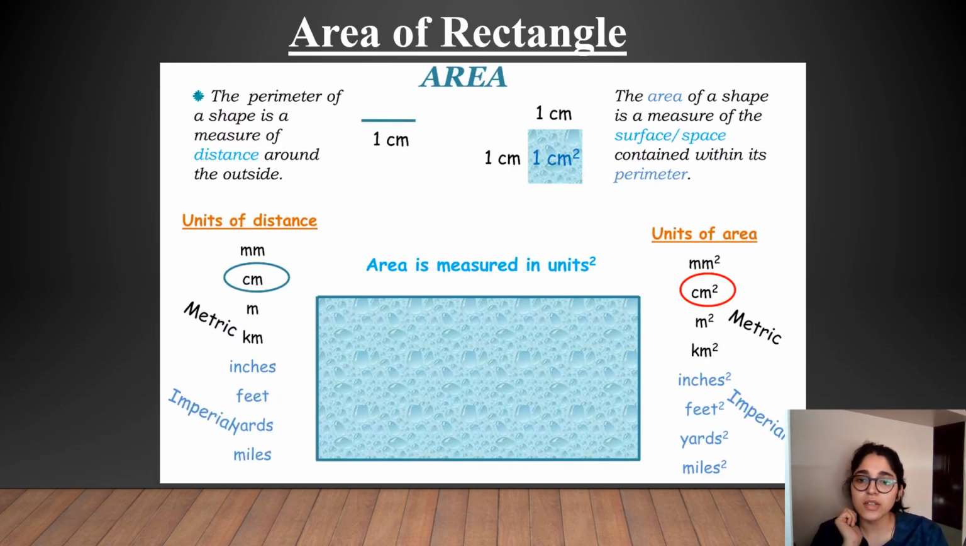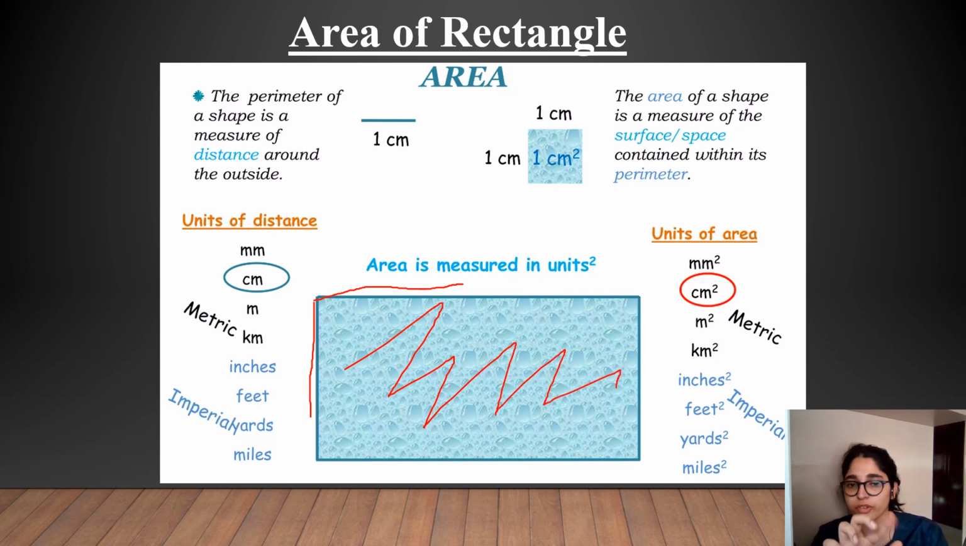Now let us first start with the area of a rectangle. We know that the perimeter is always going to be added. So whenever we speak about the perimeter, the unit will always be in terms of centimeter or meter or kilometer. But the area of a shape is a measure of the surface within the perimeter. So this boundary that we observe becomes the perimeter, and the area present over here is the area of the rectangle.